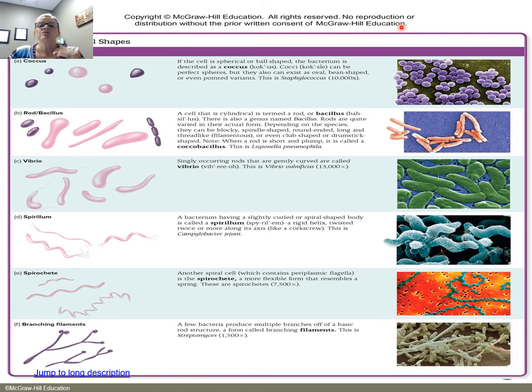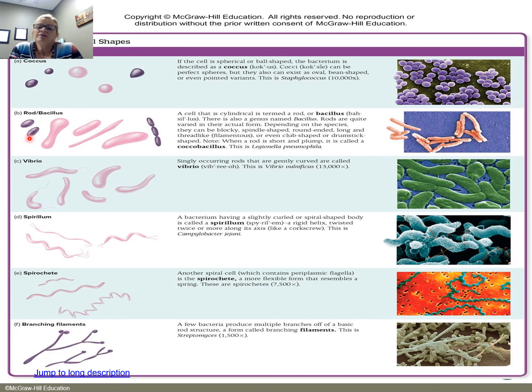All right, so after bacillus, let's see. We are going to be moving on here to, well, I was thinking about the coccobacillus. And I don't really see a good example of that on here.